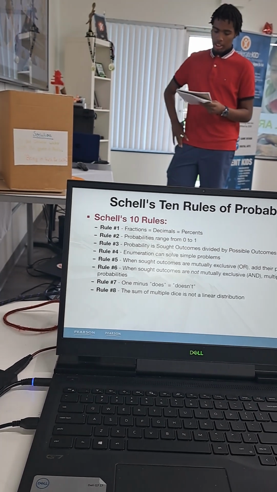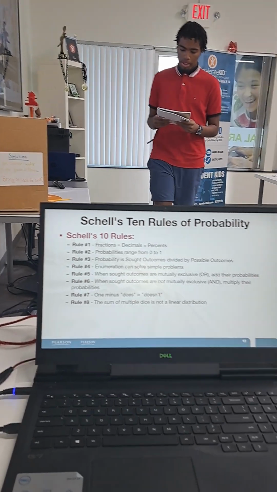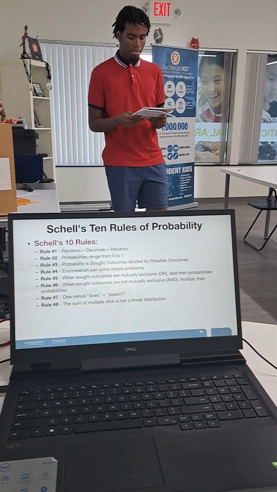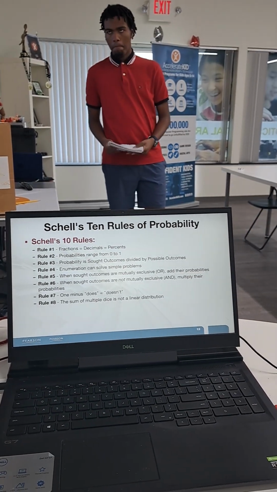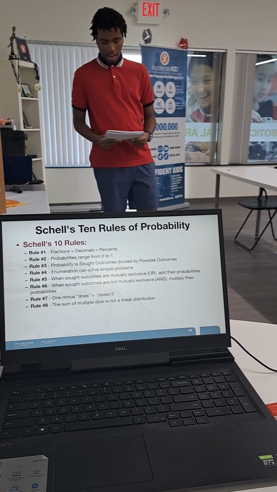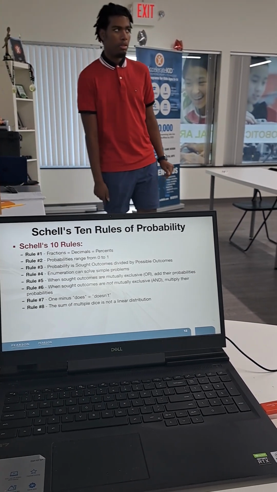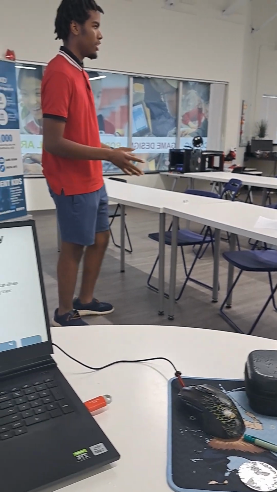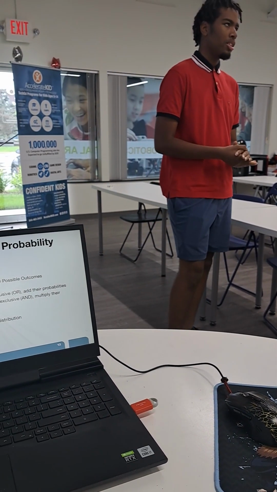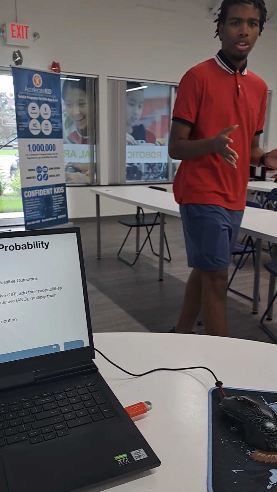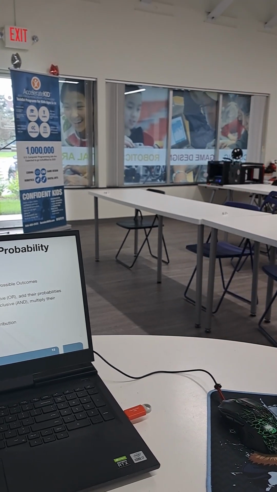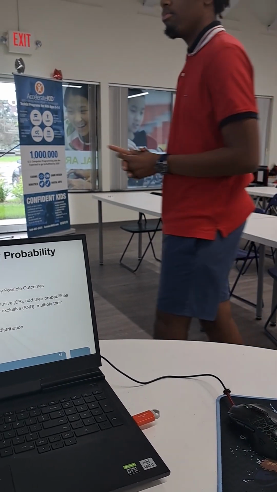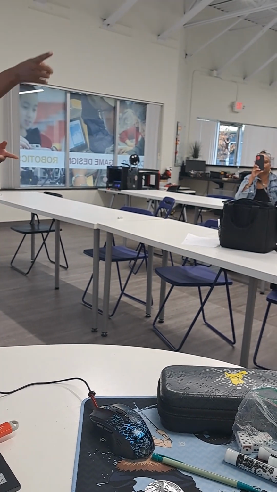Rule 8. The sum of multiple dice is not a linear distribution. So, I guess what we can say about that is, if you were to roll, let's say a 6-sided die, more or less you would get, was it the sum of 12? No. No. So I still have the graphs on the board there.